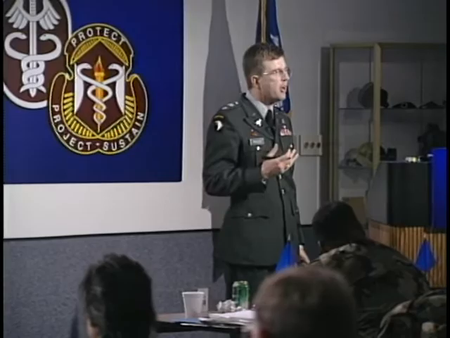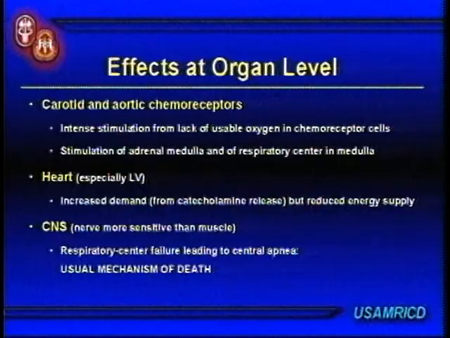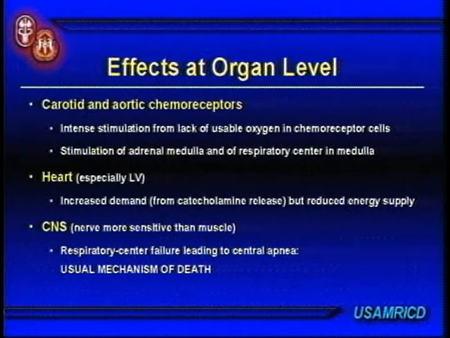And so one of the first effects of cyanide poisoning will be intense stimulation from these carotid, and there are similar receptors on the aortic arch, these chemoreceptors. Now, cyanide is systemically distributed to every cell in the body. And it affects almost every cell in the body, but it affects some more than others. It affects the nervous system. And eventually, the neurons in the respiratory center of the brain die.